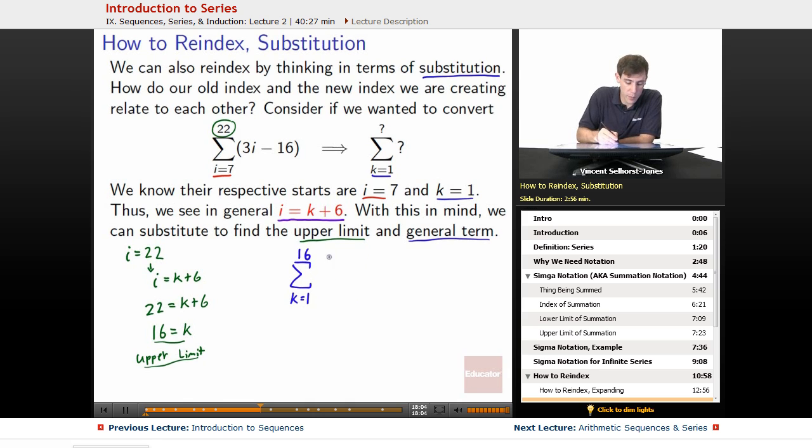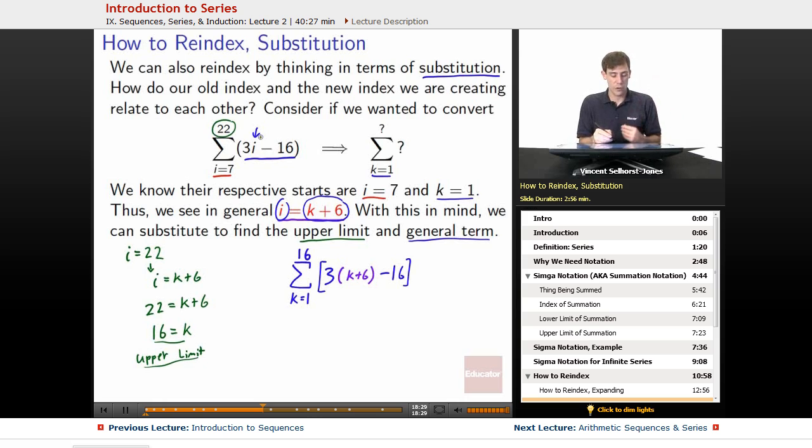Now, what is it going to wind up being? Well, here it was 3i minus 16. So we've got 3 times, what is our i in terms of k? Well, i is k plus 6. And then we continue on with the rest of it, minus 16. So we've substituted out the i here for the k plus 6 into what i was in our initial version for the sigma notation. So at this point, we can expand this and work this out, simplify it if we want. We could also just leave it as it is, and it would be just fine.